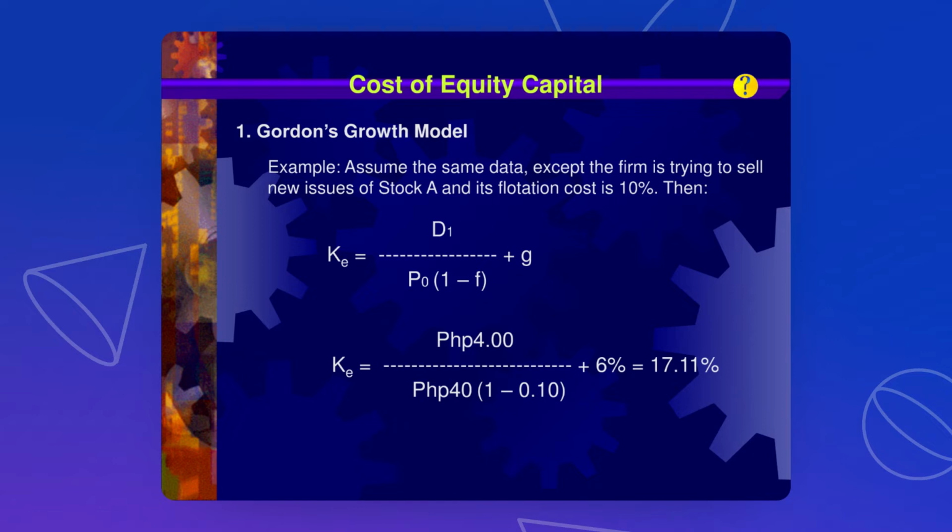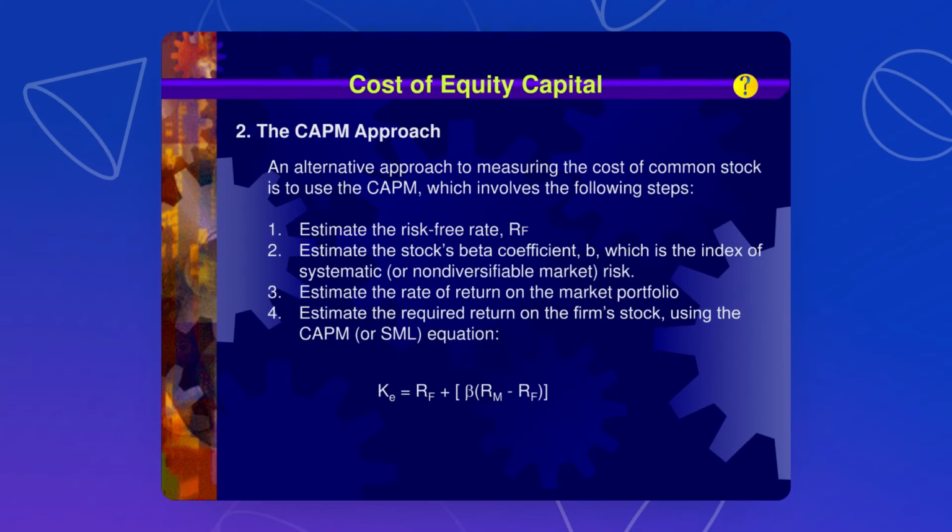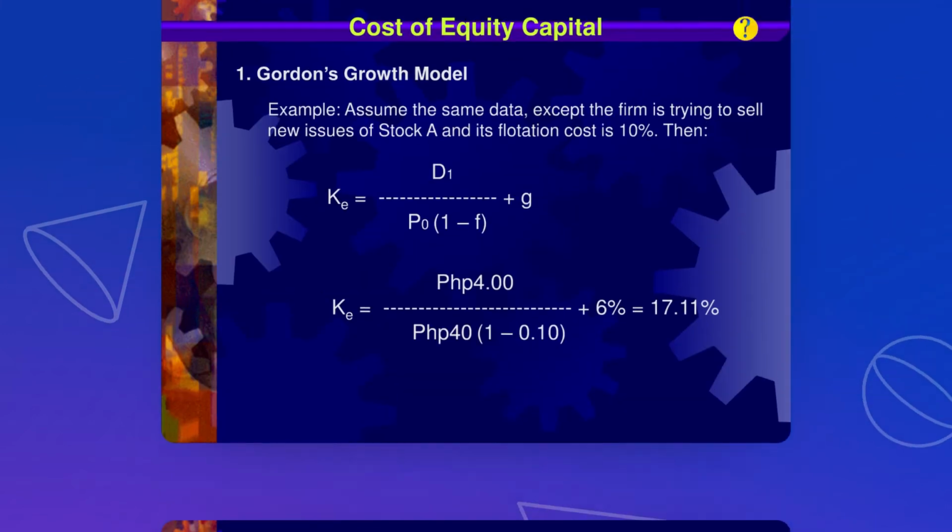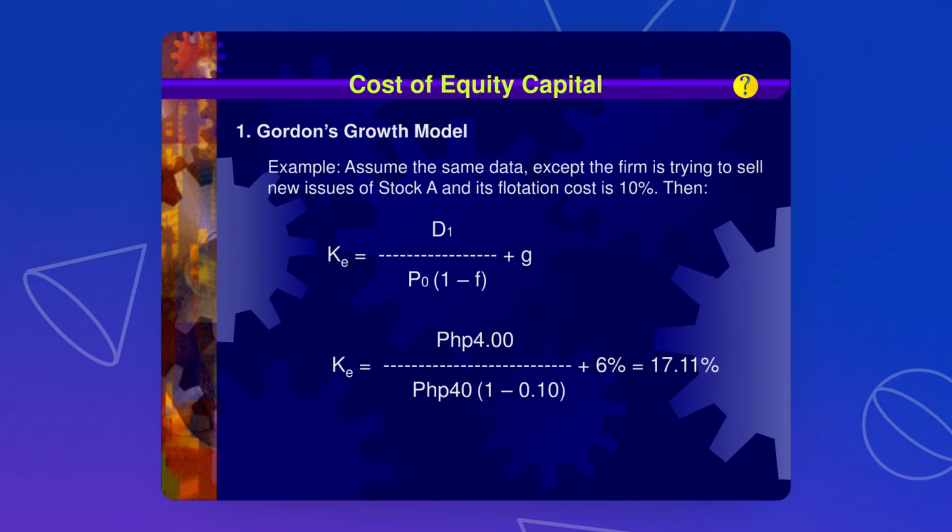So, 4 divided by 40, but the 40, class, is to be multiplied by the net of tax, and you have plus 6%. Under Gordon's growth model, the answer here is 17.11%. Yes, class, so you have 17.11%. Alright, so we are finished with the Gordon's growth model. Again, if there is flotation cost, it is to be deducted.